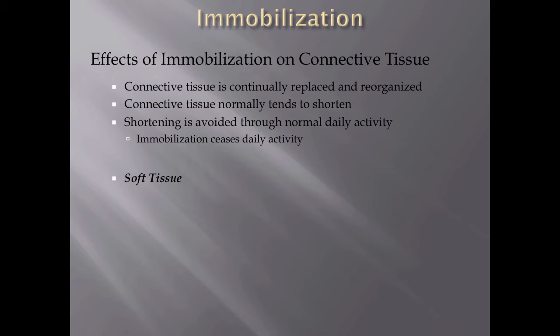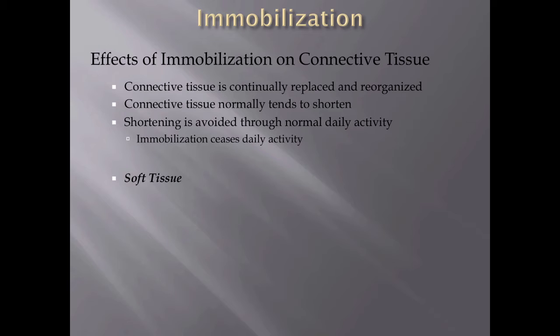So the effects of mobilization on connective tissue. Connective tissue is continually replaced and reorganized, and it tends to shorten. So as we move about our day and we move our body in different ways, this connective tissue elongates and it gives us a degree of freedom of mobility. But if we just sit on the couch all day, or we sit in front of a computer for 8, 10 to 12 hours a day, and we don't move, then we tend to get tightness in various joints.